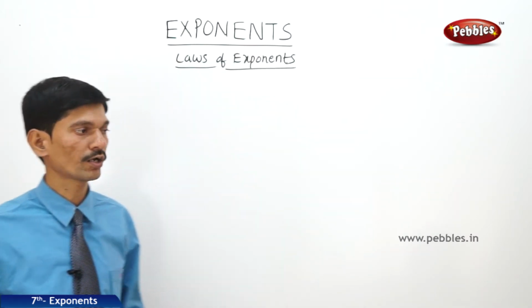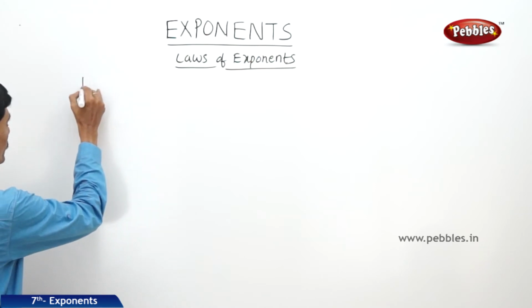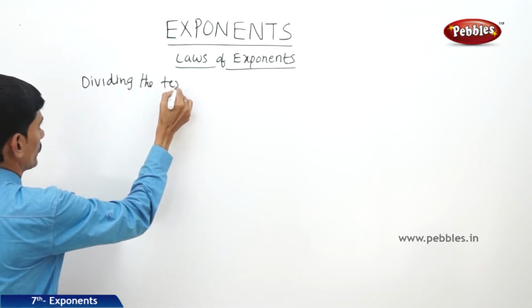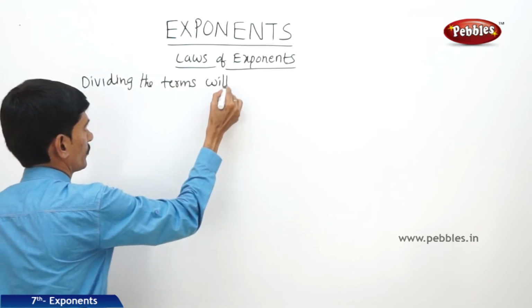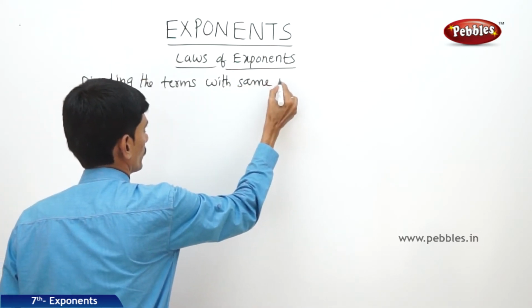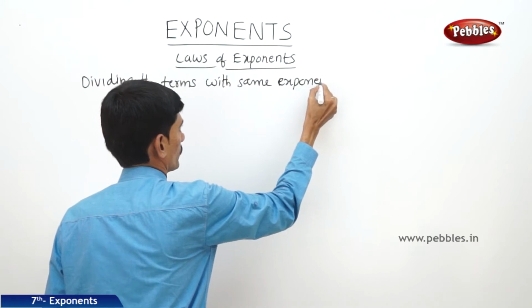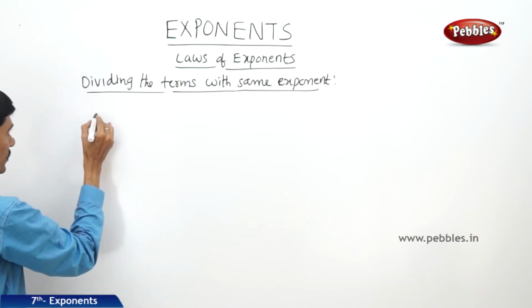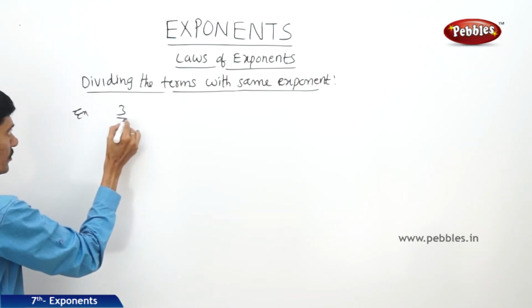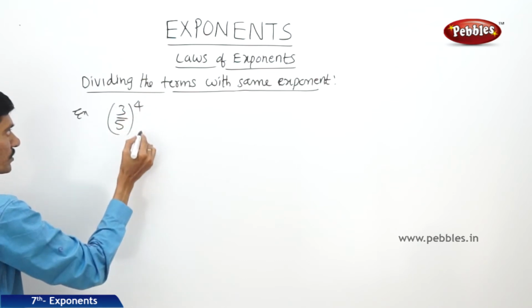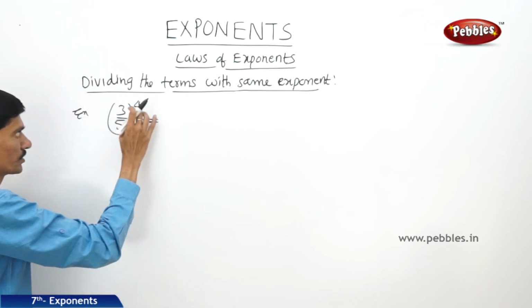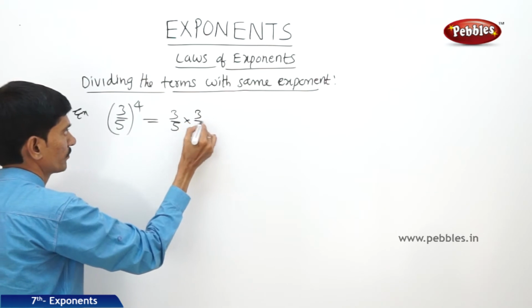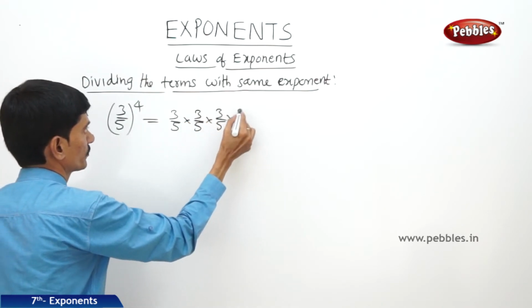Now let us take the next law of exponents. So that is dividing the terms with the same exponent. For example, 3 by 5 whole to the power of 4. Then dividing the terms with the same exponent, 3 by 5 to the power of 4 can be written as 3 by 5 into 3 by 5 into 3 by 5 into 3 by 5.